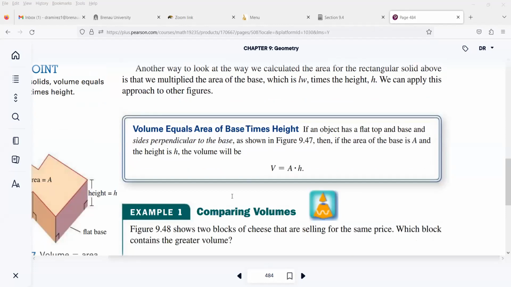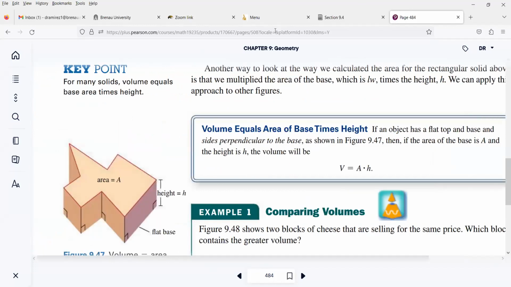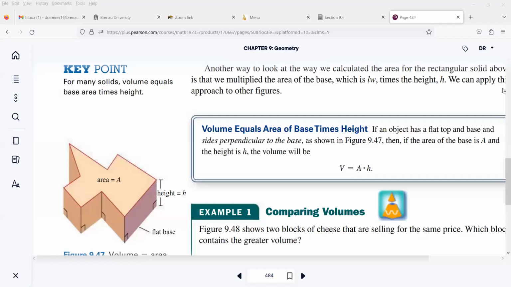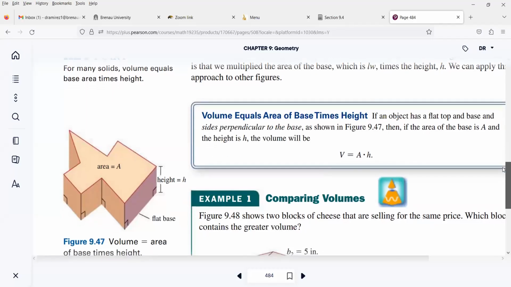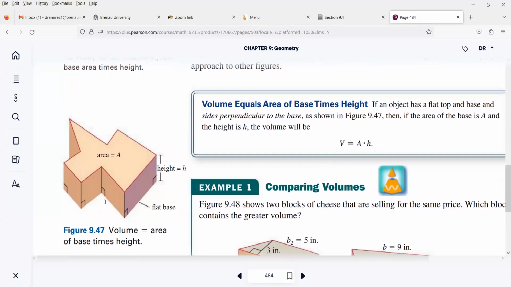So in general, you can see this figure, figure 9.7. When the object has a flat top and base and sides perpendicular to the base, and the area of the base is A and the height is H, the volume will be the area of the base times height.